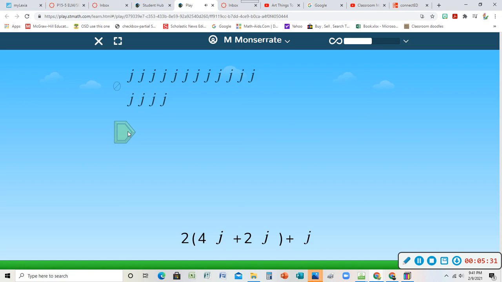Alright, now I have J's here. So again, just a little tricky, but I can add what's in parentheses first. I could also multiply into the parentheses and then add, but we'll do it this way. So I'm going to say 4 plus 2 is 6. 6 J's times 2 is 12, plus 1 more is 13. So 1, 2, 3, 4, 5, 6, 7, 8, 9, 10, 11, 12, 13.